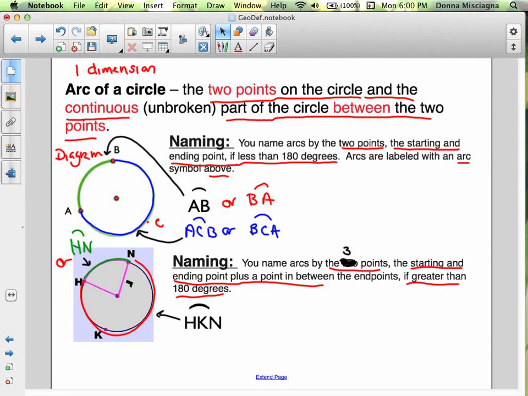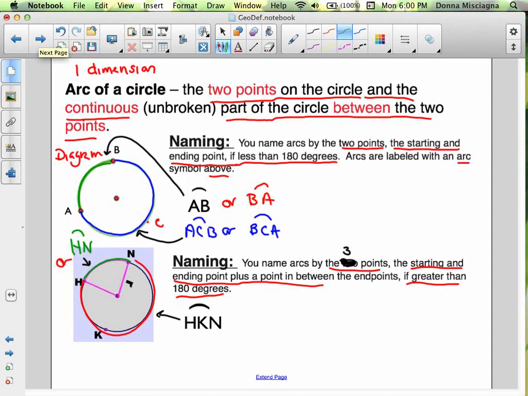So if we only have 2 points, and the order doesn't matter, you don't have to write that in, but you'll have that under your naming. Right? So here, arc AB is referring to the green arc. It is referring to this arc only. It is not referring to the other arc.